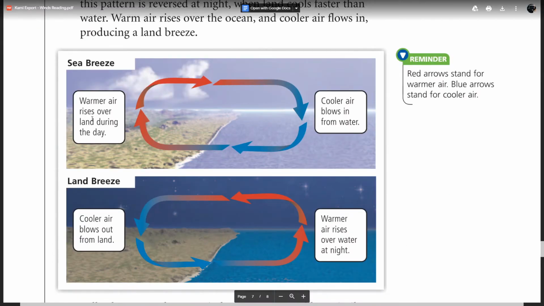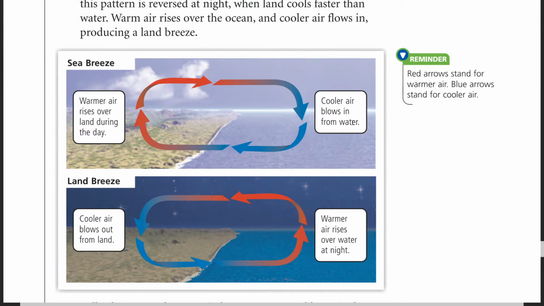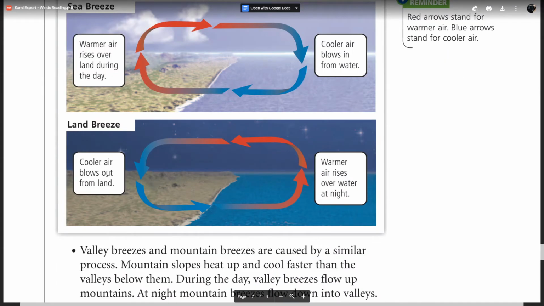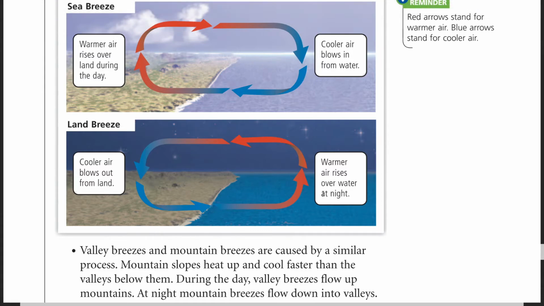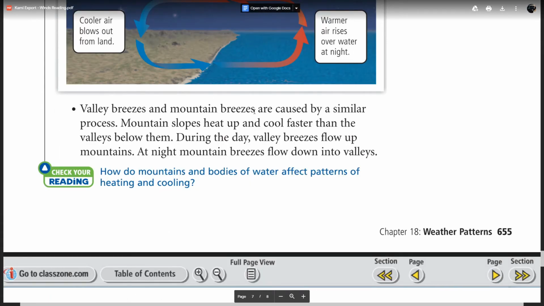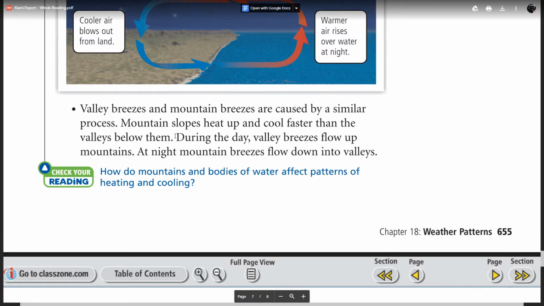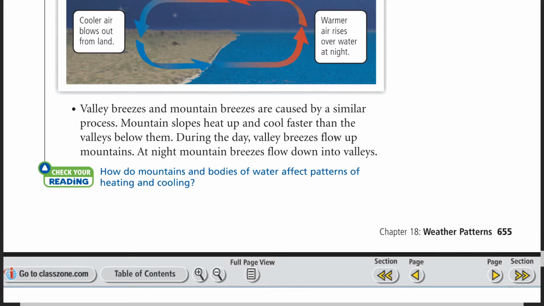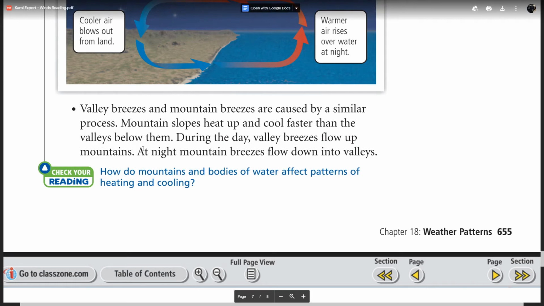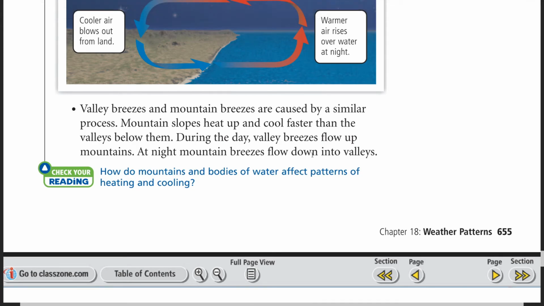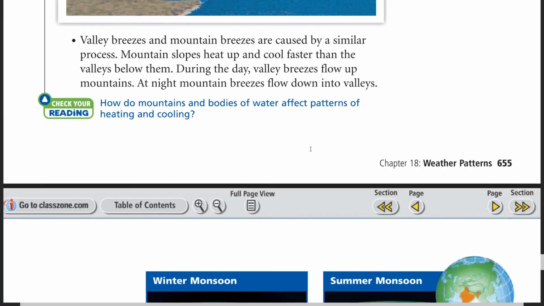Warmer air rises over land during the day. Cooler air blows in from water. Cooler air blows out from land at night. Warmer air rises over water at night. Valley breezes and mountain breezes are caused by a similar process. Mountain slopes heat up and cool faster than the valleys below them. During the day, valley breezes flow up mountains. At night, mountain breezes flow down into valleys.